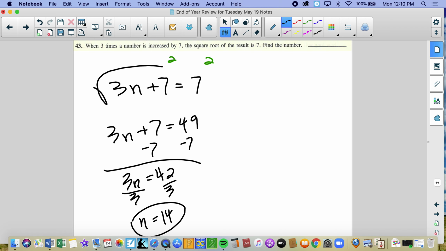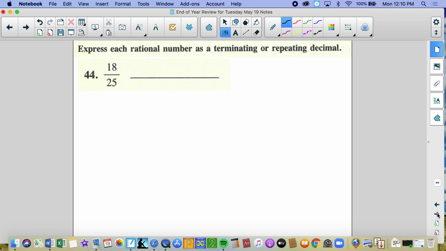And when 3 times a number, so 3 times 14, let's check. 3 times 14 equals 42 is increased by 7. Let's add 7 to that. It gives us 49. The square root of that, square root of 49 is 7. Yes, it worked out. Express each rational number as a terminating or repeating decimal.